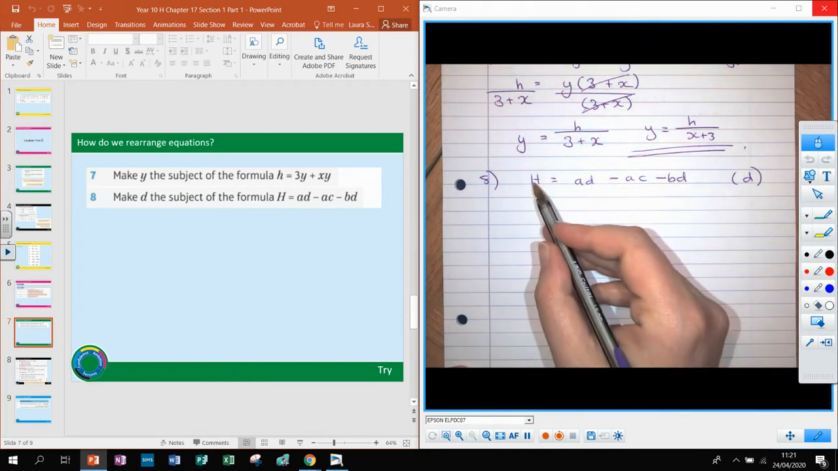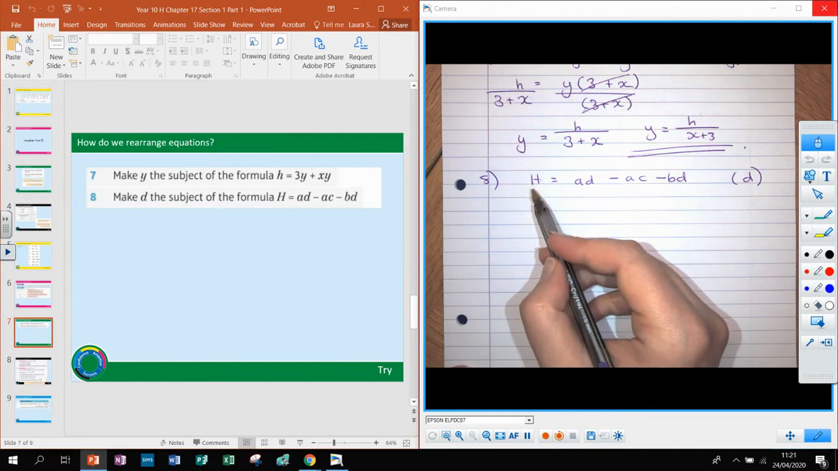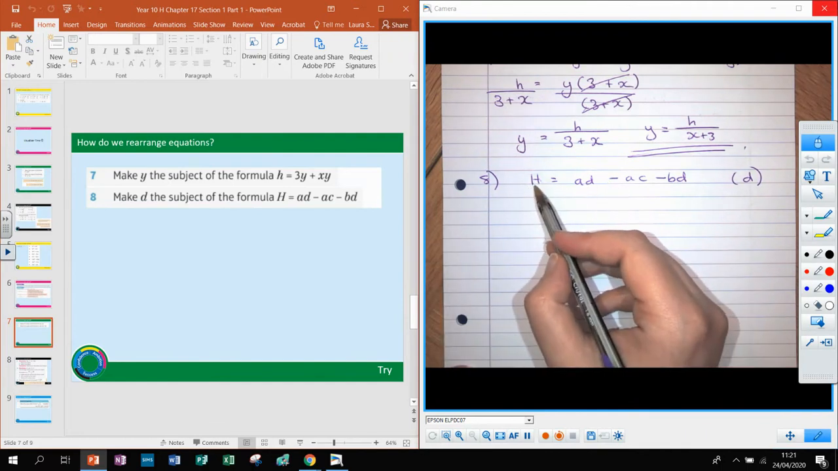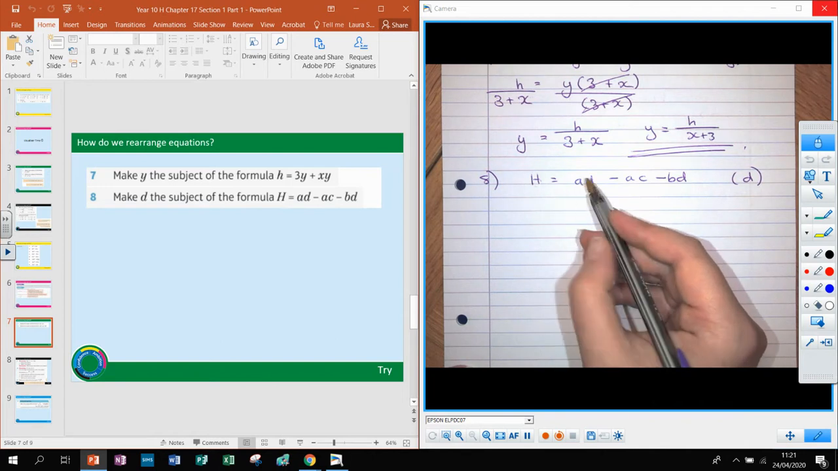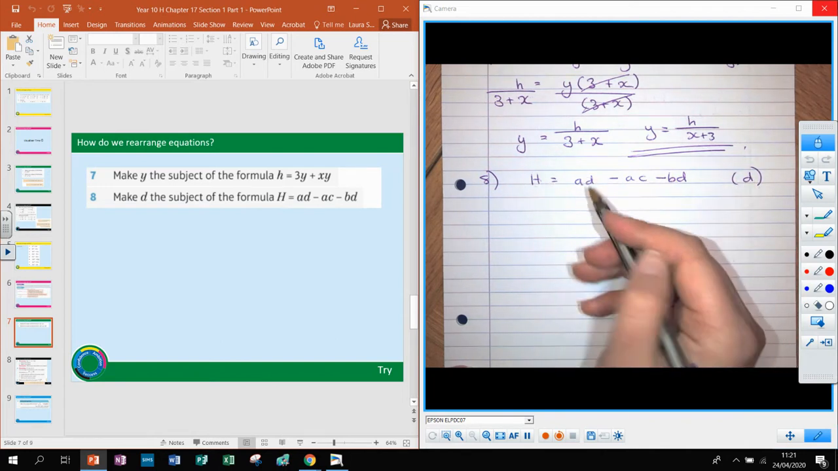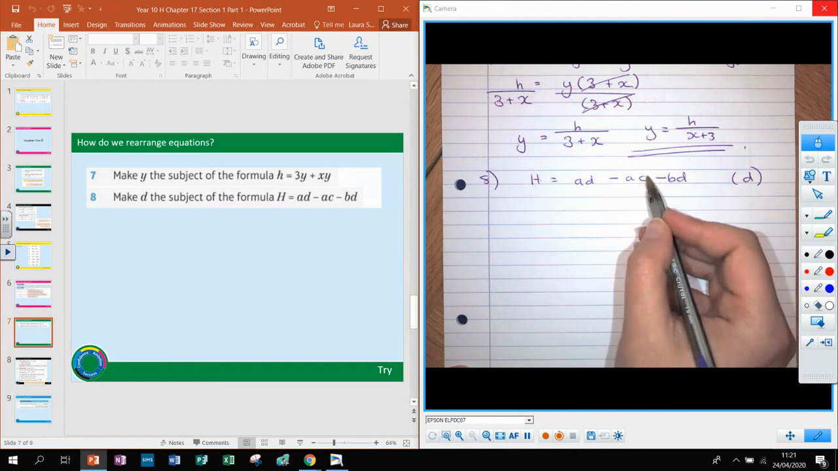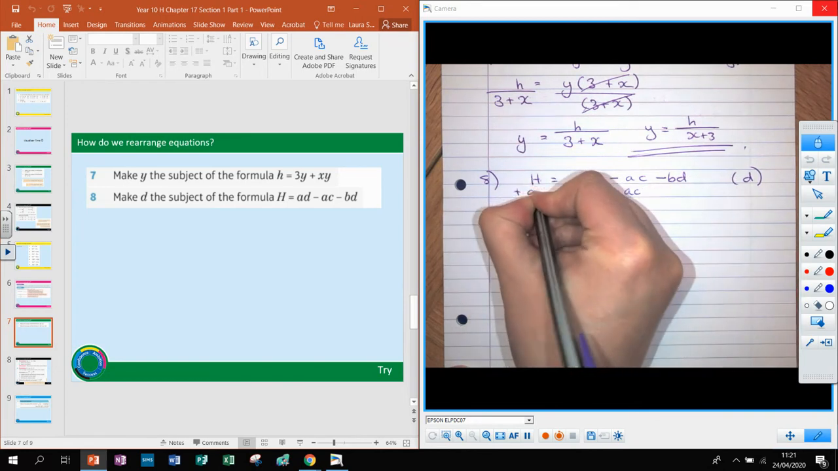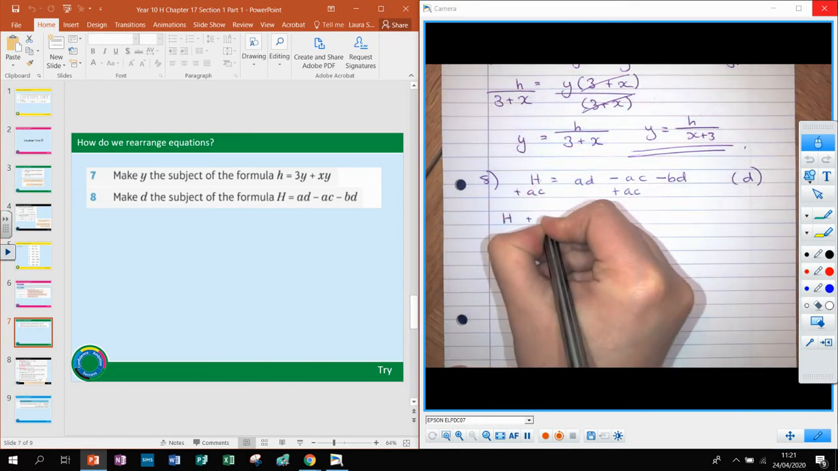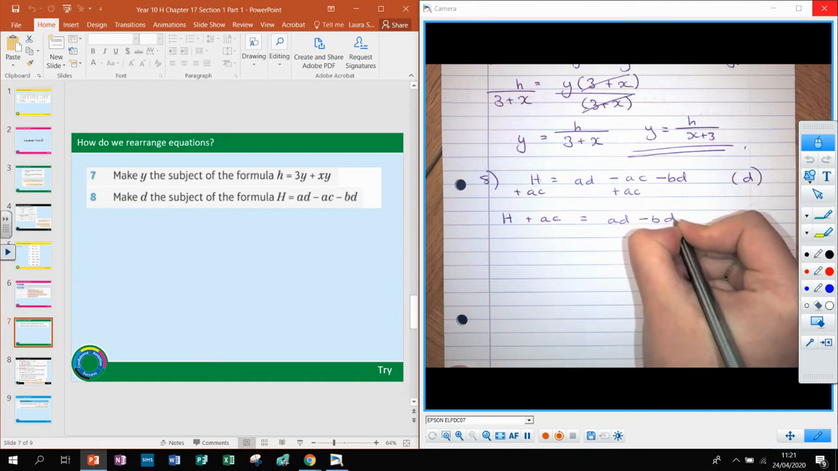Okay, before we do this, I just want to remind you that that's a capital H, okay? So in algebra, it's really, really important that you stick to what they give you. Do not write that as a lowercase h because then you're technically wrong. Okay, so you stick to the cases that they give you, uppercase or lowercase. Right, so we want D to be the subject. We need only the expressions with D on the right-hand side. This negative AC does not have a D in it, so we're going to add AC to both sides, giving us H plus AC is equal to AD minus BD.